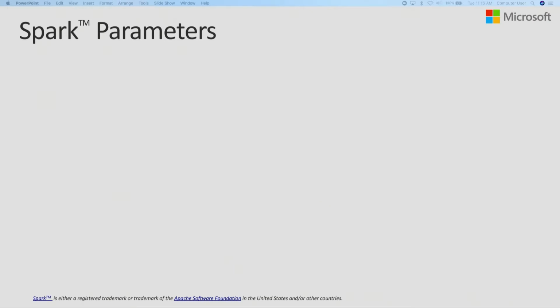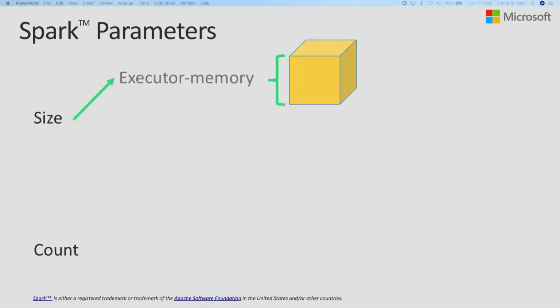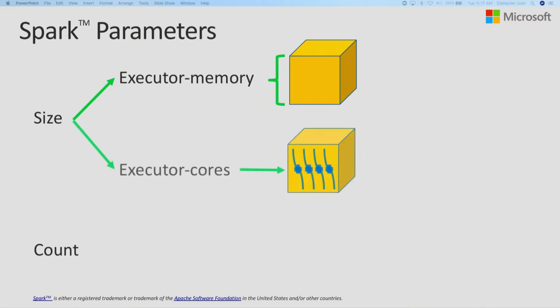There are some Spark parameters, and some are related to size and some are related to count. Within size, we have executor-memory, which governs how much memory each executor is going to have. The second parameter is executor-cores, which governs how many cores we will provide for each executor. So that helps you set the size of each executor appropriately.